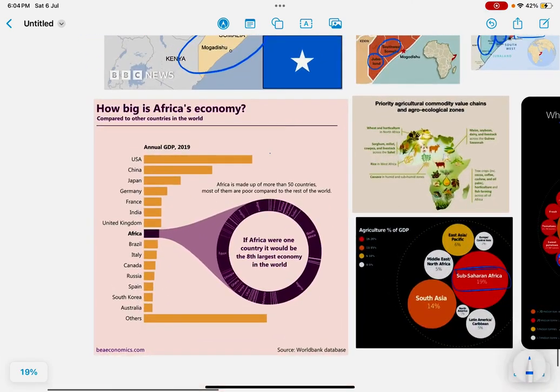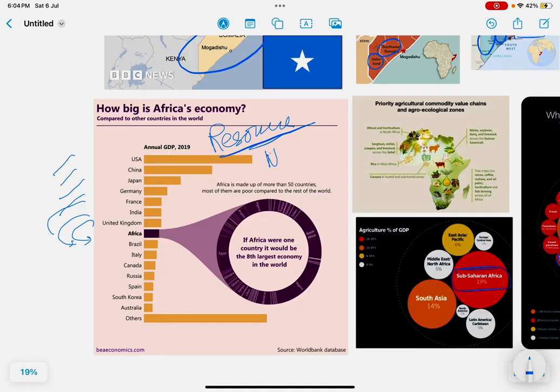So you can see how big Africa's economy is. You can see Africa's economy is below the United Kingdom. It is below India. It is below France. It is below Germany. It is below Japan, China, and USA. Despite having resources in a number of products, Africa's economy is less than these countries.